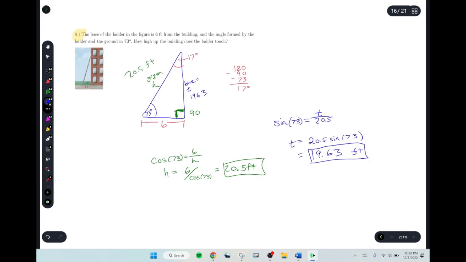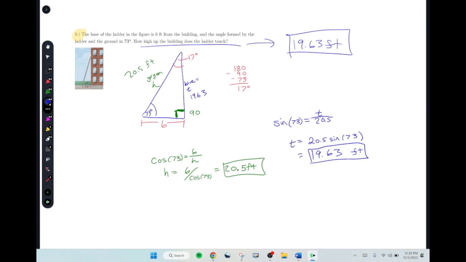It's pretty fun. So how high up the building does the ladder touch? The answer to the actual question would be 19.63 feet if we wanted to answer their question. I think it's more fun to see if you can solve the whole thing and know that you know what you're talking about.